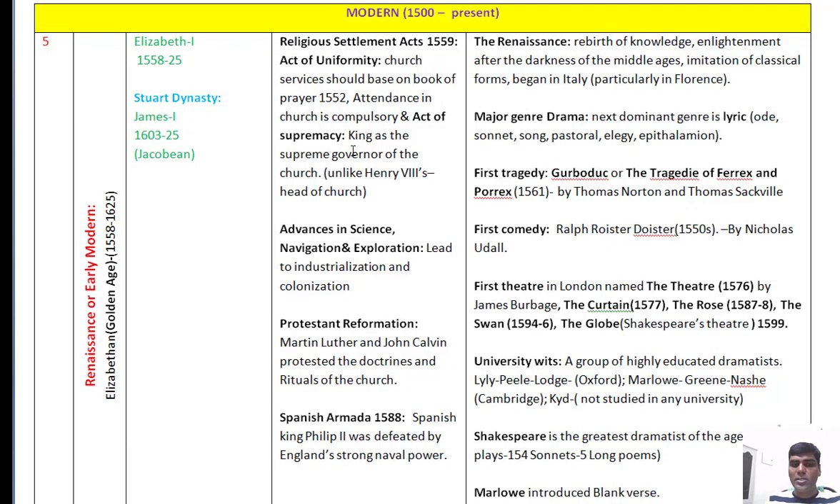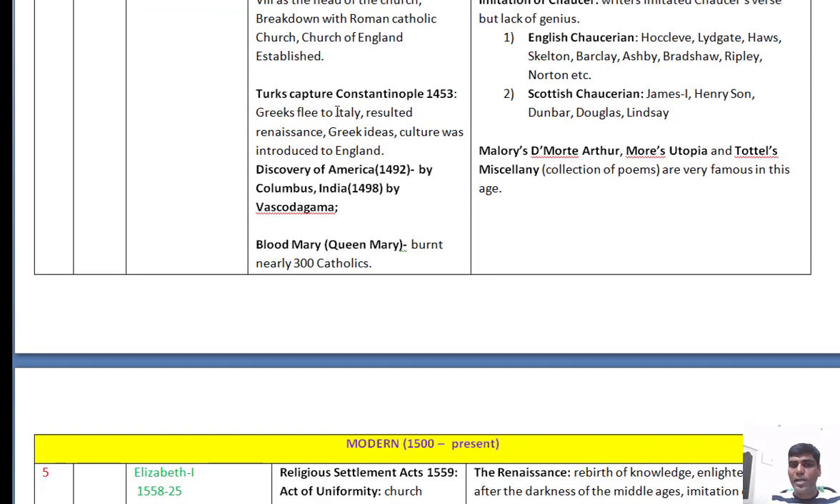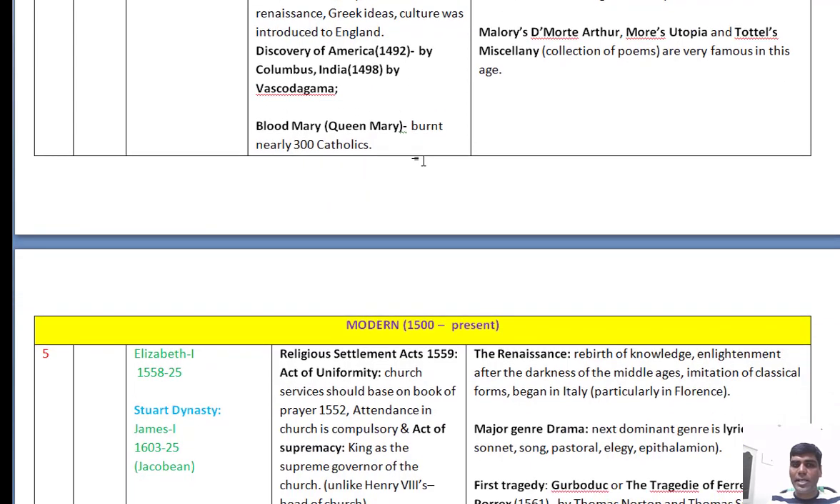So in this age, the first sub age we can say is the Renaissance one. So Renaissance is a golden age of literature. Here Renaissance is nothing but the rebirth of knowledge. It started in Italy, as we have discussed in the previous class. It started in Italy because of the capturing of Constantinople in 1453. These Greeks fled to Italy. So Renaissance began in Italy with the Greek ideas. Those Greek scholars fled with their texts to other countries like Italy, France and others. Basically the Renaissance began in Italy.